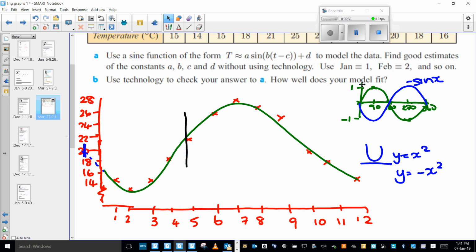Wait, so when you drew a graph on the corner, is the green squiggly line sine x?